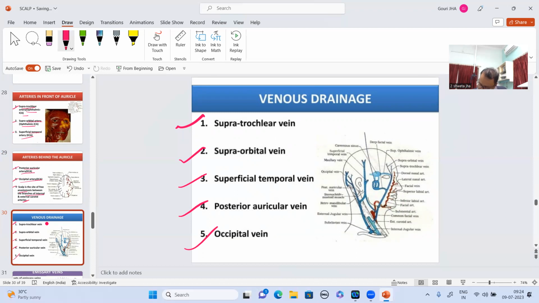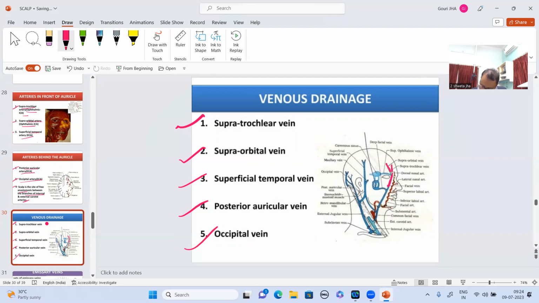So now we have got the supratrochlear vein and the supraorbital vein. These 2 veins will come together, and they will form the facial vein. These two, the supratrochlear vein and the supraorbital vein, will form the facial vein.